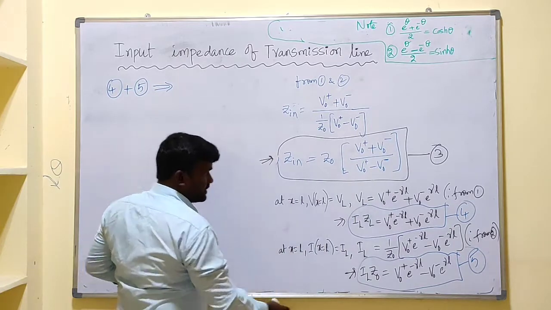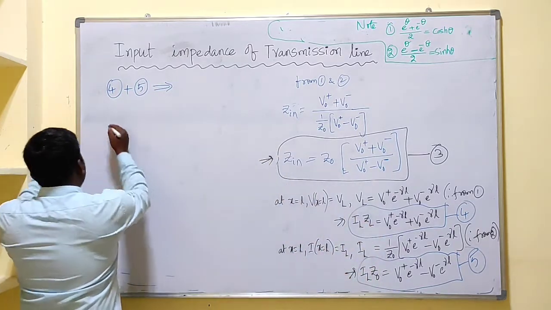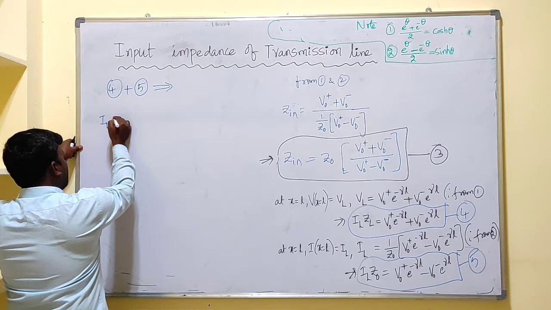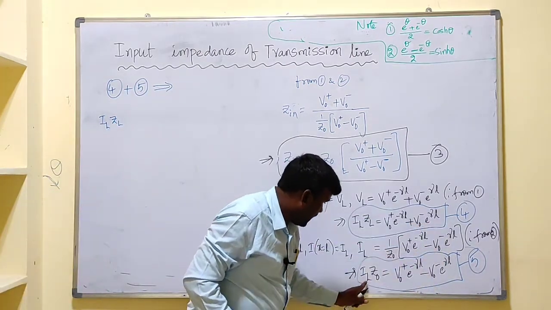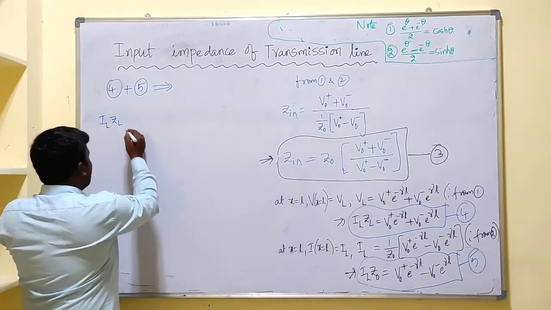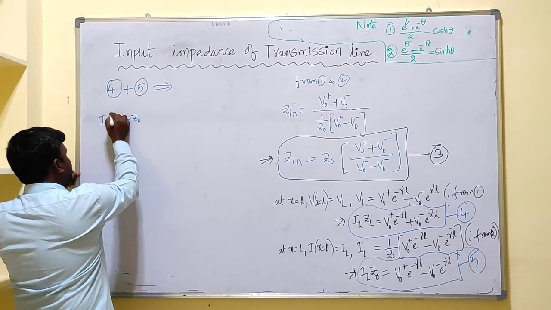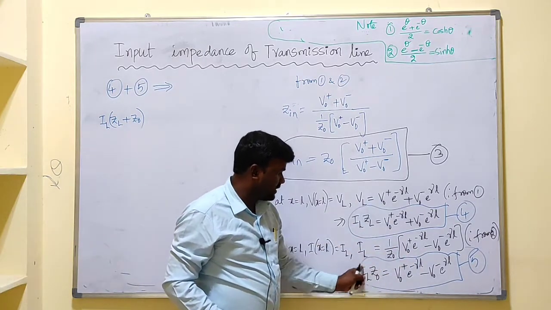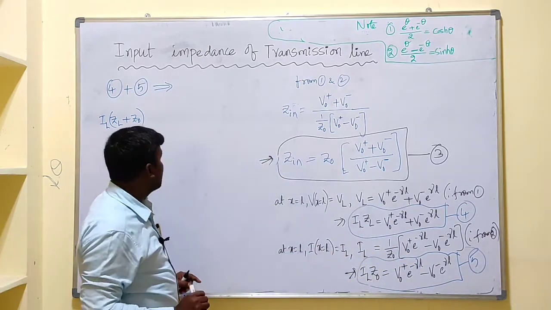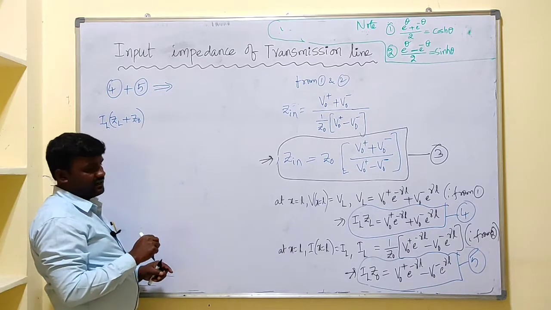Equation 4 is this one. On left hand side, IL into ZL for equation 4. And for equation 5, IL into Z0, so we can take IL as common, that can be written as ZL plus Z0. If I add equation 4 and equation 5 on the left hand side, I will get IL into ZL plus Z0.